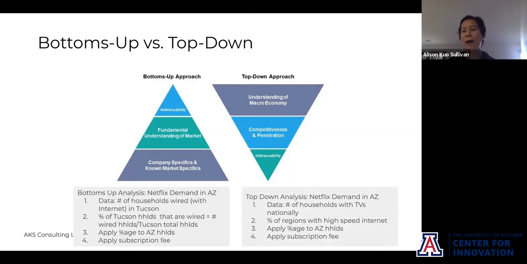When we take a top-down approach, we may do it in a different way. We may look at the number of households with TVs nationally, and the percentage of the regions nationally with high-speed internet, right? At that point, we'll apply that percentage to Arizona households and then apply a subscription fee. So you really see it going down this way as opposed to taking more granular regional data and going up.